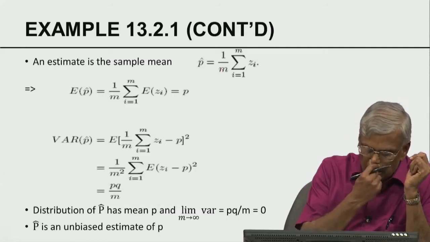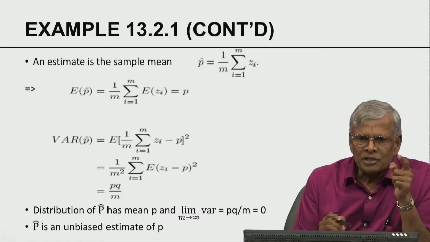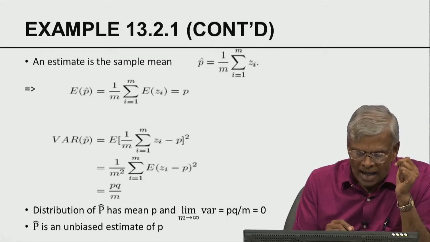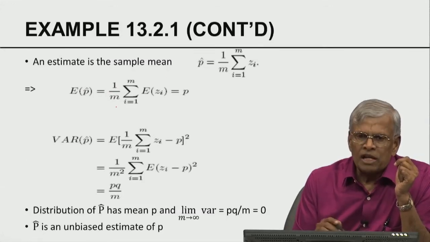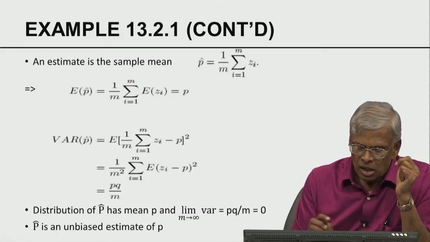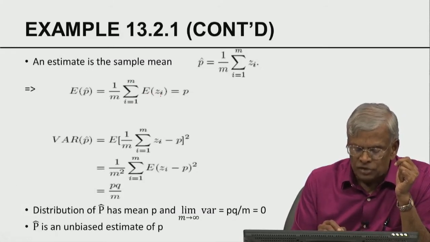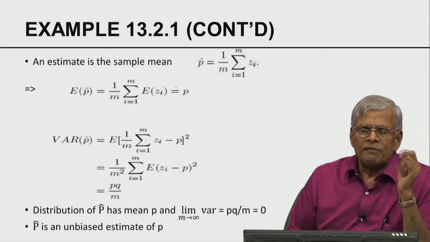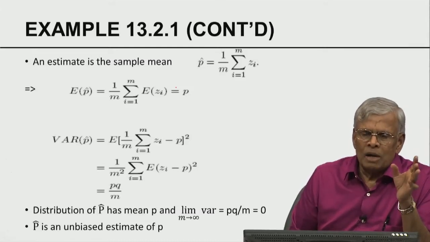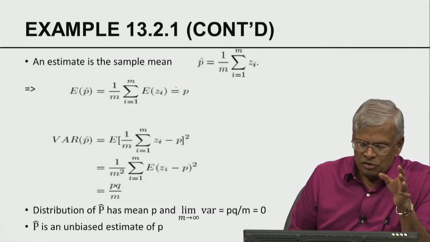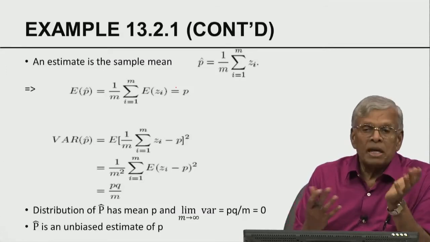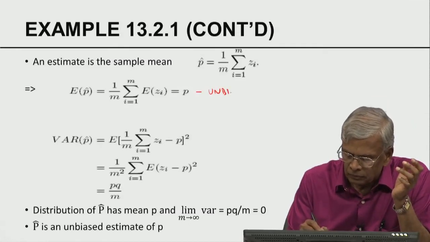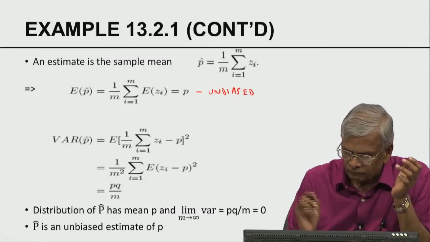It can now be verified. E of p hat is equal to the expectation of the sum, which is the sum of the expectations. Therefore, E of p hat is equal to the average of the expectations of the random variables zi, i running from 1 to m. The average of each zi is p, as it was shown in the previous slide. So the expected value of the estimate is equal to the true value. That means this estimate p hat is unbiased.